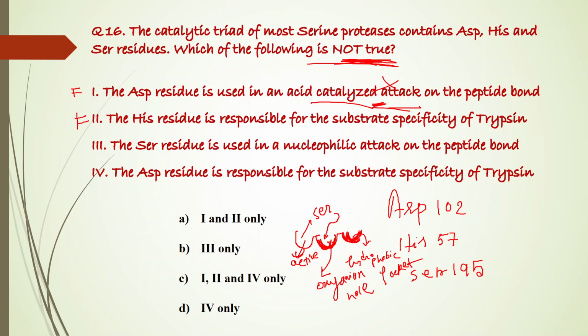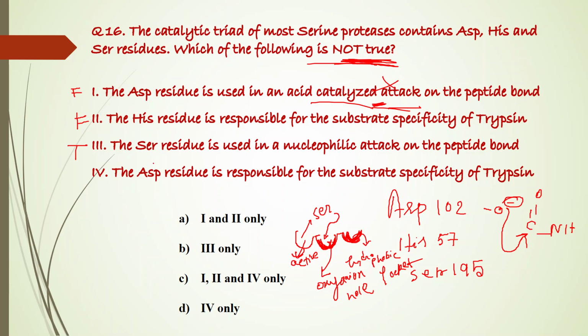Let's look at the third one. The third statement says the serine residue is used in a nucleophilic attack on the peptide bond, which is very true if you look at the mechanism of chymotrypsin. In the case of serine, it forms O minus and then attacks this carbonyl center, and we get a transition from sp2 carbon to sp3 carbon. So the third statement is actually a true statement.